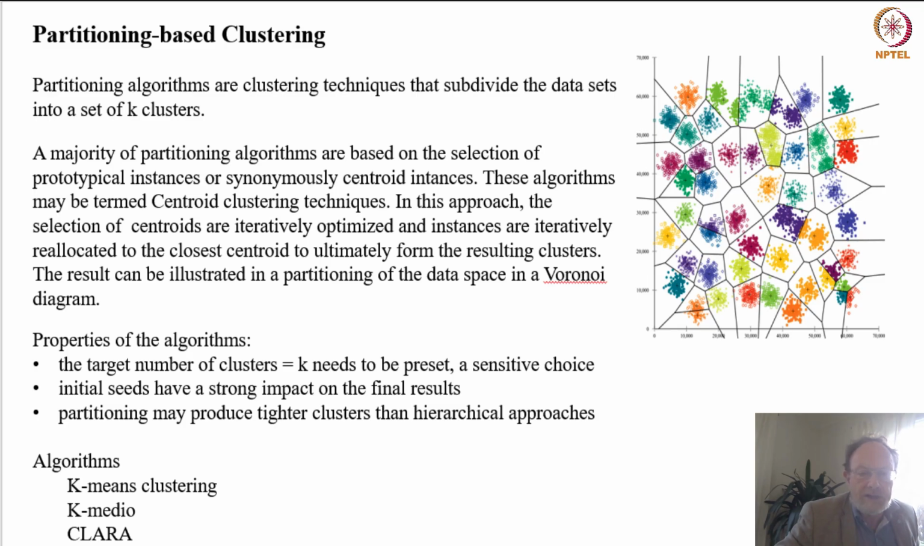There is some evidence that partitioning may perform better than others, like hierarchical approaches that we discuss later, because the clusters they produce have a better fit or are tighter than clusters produced by other methods. There are a series of algorithms of this class, but the most important and also oldest approach is k-means clustering, and we will discuss this in a little more detail.